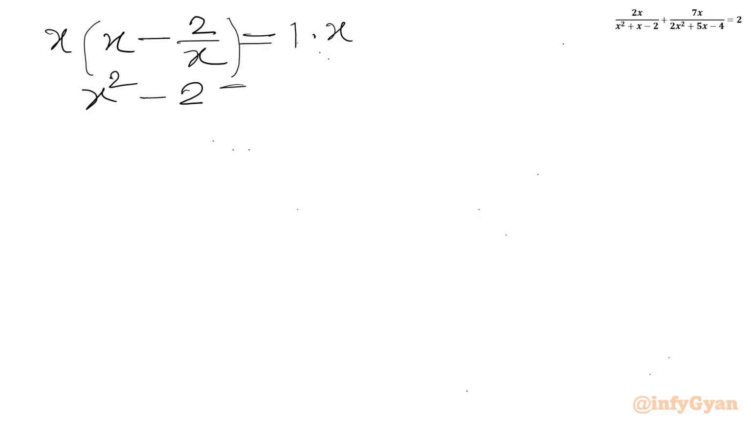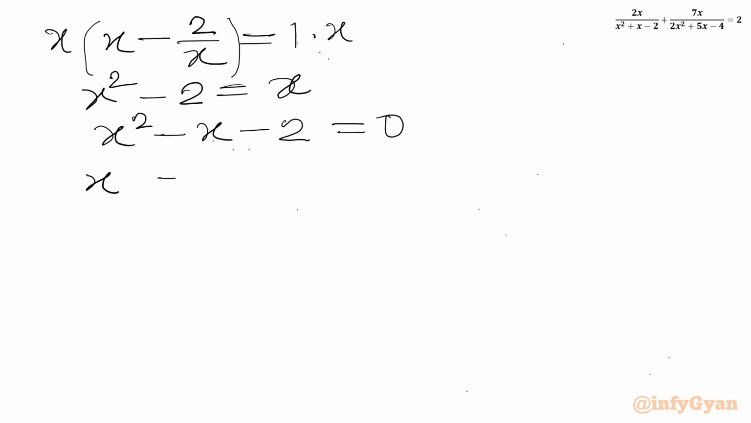So I will write (x minus 2)/x equal to 1. Let us multiply both sides by x. Now I will simplify. x squared minus 2 equal to x, or I can write x squared minus x minus 2 equal to 0. Again we have a quadratic equation. We can use the quadratic formula.